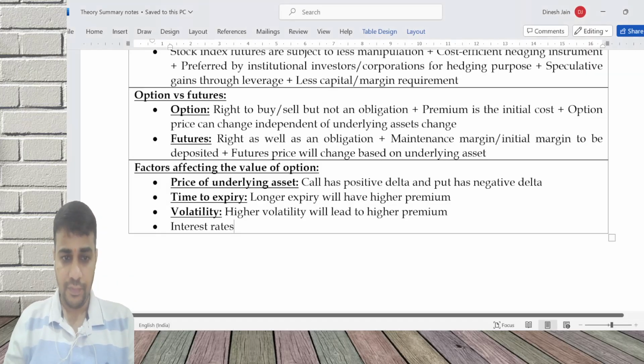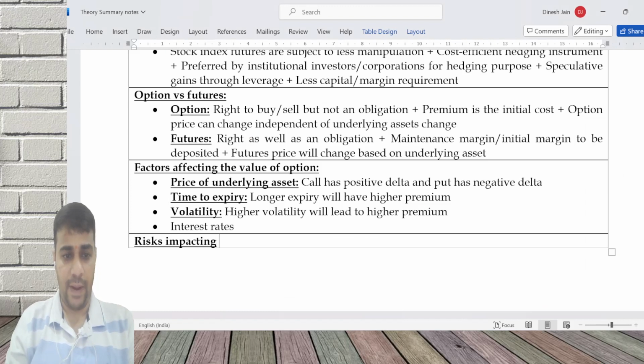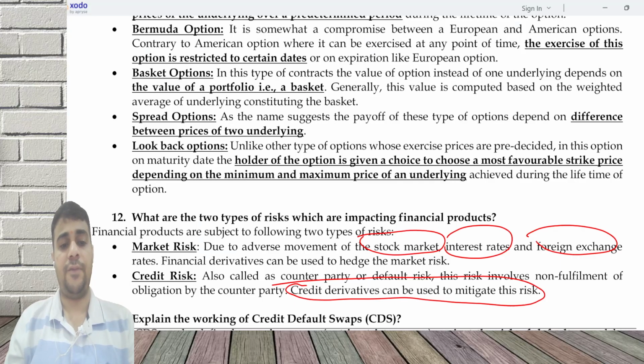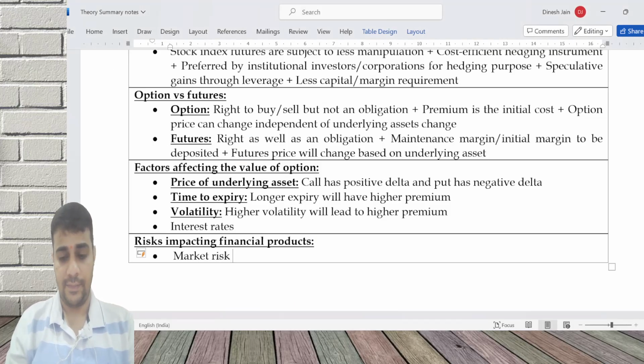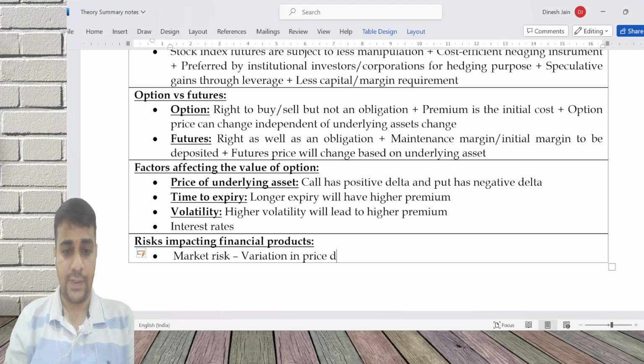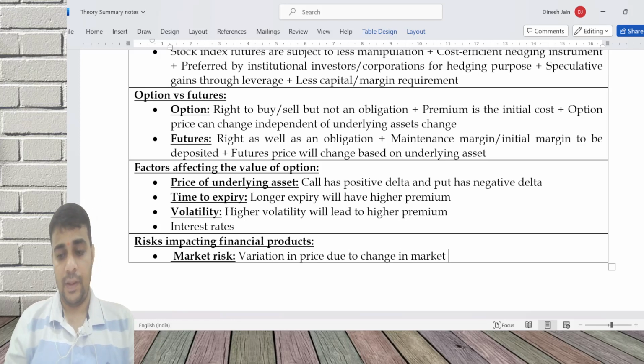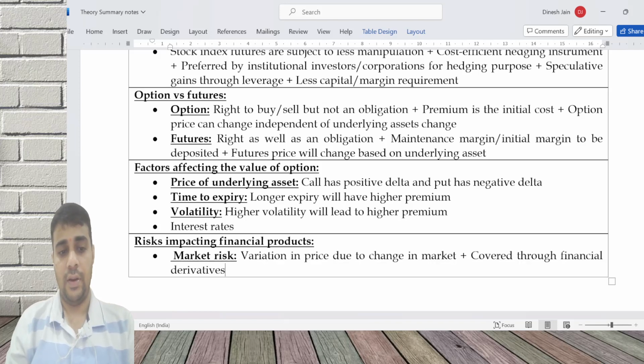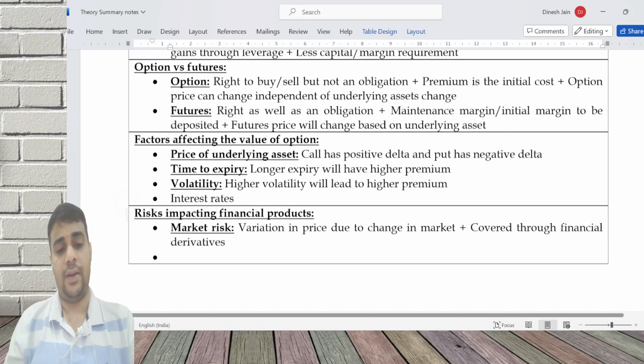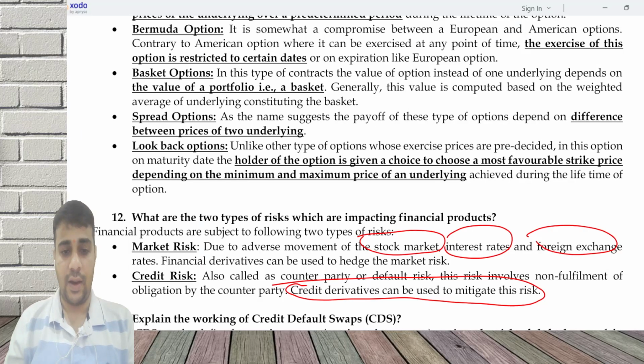Next, risks impacting financial products. Market risk: variation in price due to change in market, covered through financial derivatives. I'll take the financial derivatives and try to cover these things.